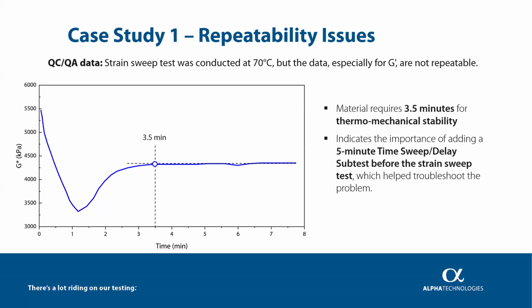So to address this issue, we added a 5-minute time sweep test or delay sub-test before starting the strain sweep. That simple adjustment or fine-tuning made a significant difference, resulting in much more consistent and repeatable data.